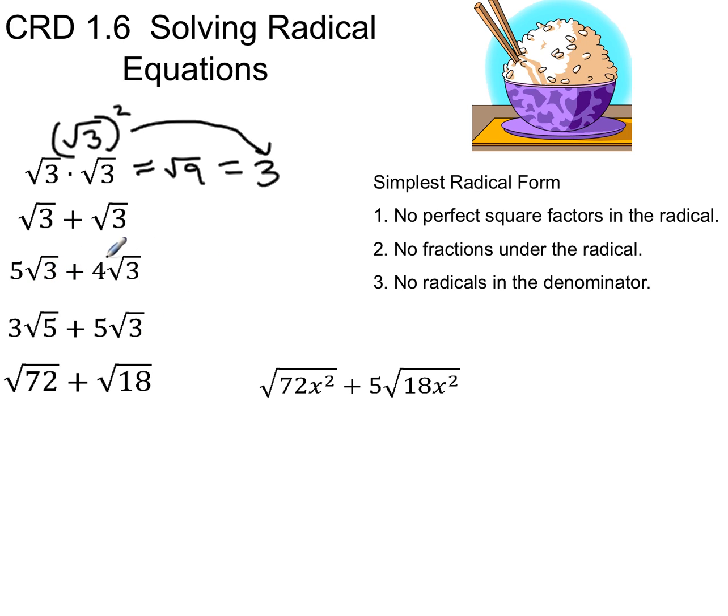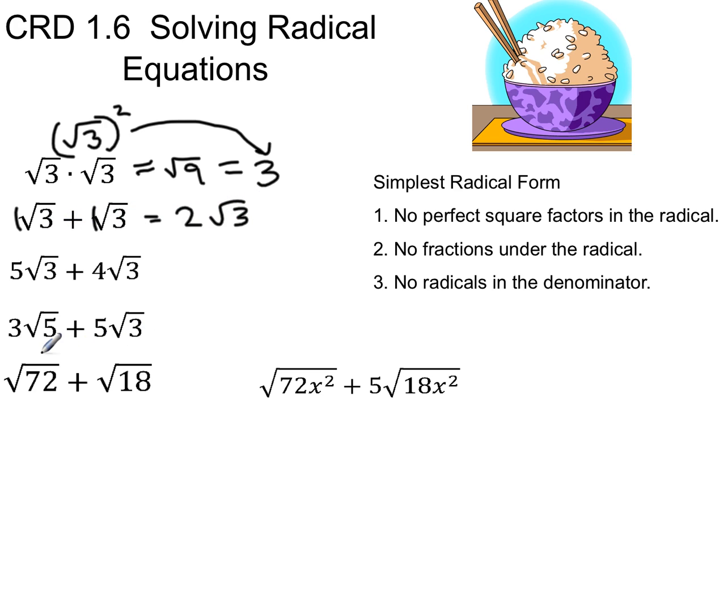The second problem is different though. If you have the square root of 3 plus the square root of 3, it's like saying I've got 1 square root of 3 plus 1 square root of 3, so I actually have 2 square root of 3. It's just like combining x's. X plus x is 2x, right?